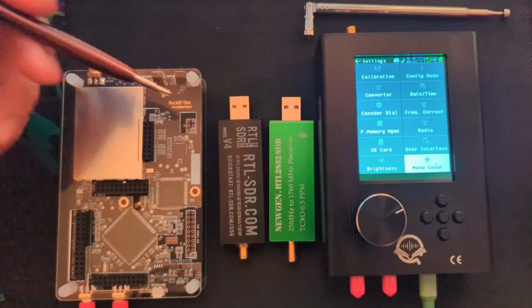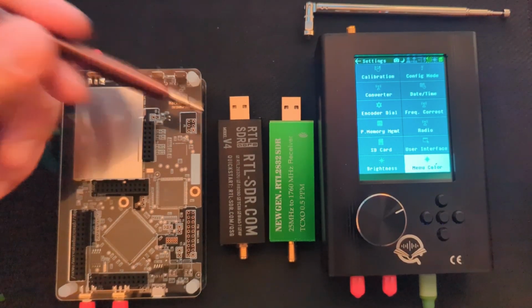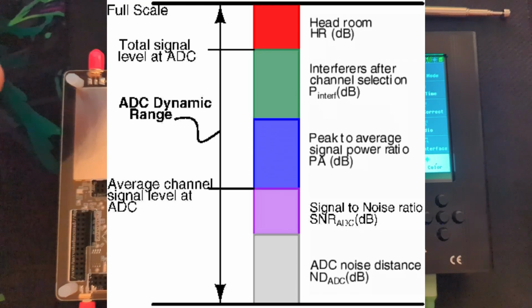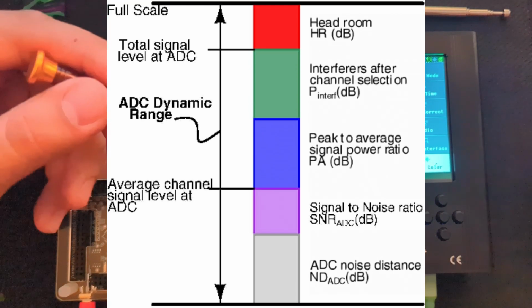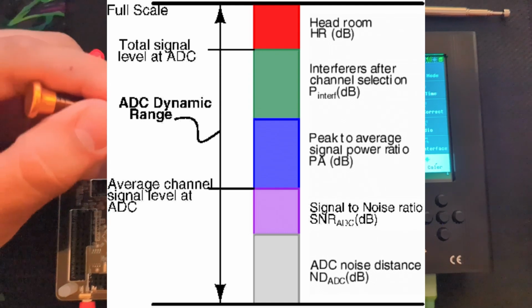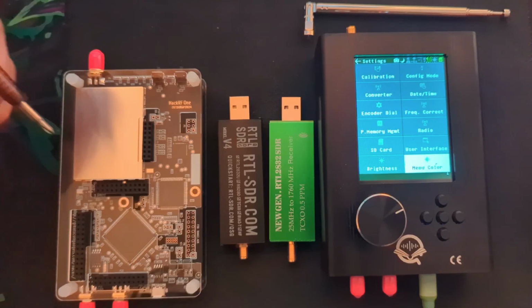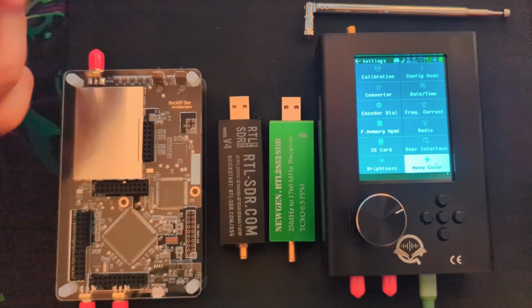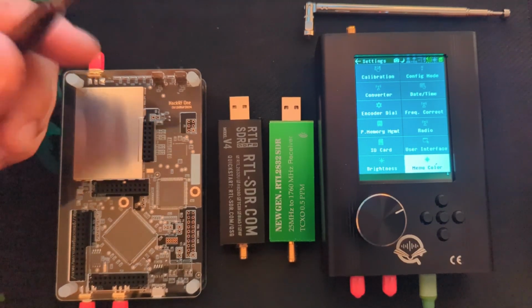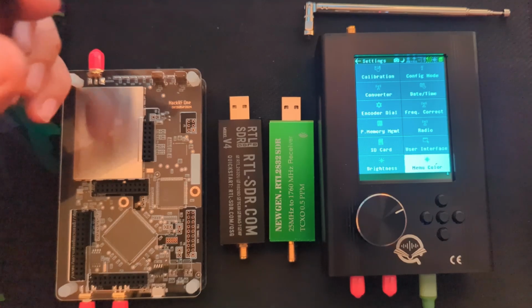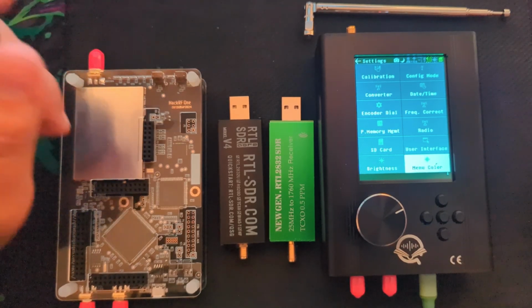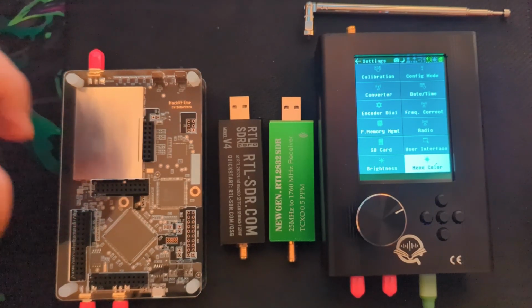And we also have the dynamic range. The dynamic range of an ADC tells us the difference between the smallest and largest signals it can handle. For an 8-bit ADC, like the RTL-SDRs, the dynamic range is about 50 decibels. This means it can handle a wide variety of signal strengths, but it might miss some very weak signals, especially if there are stronger signals nearby.